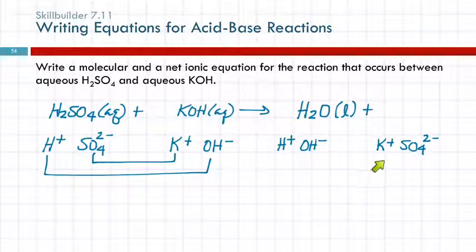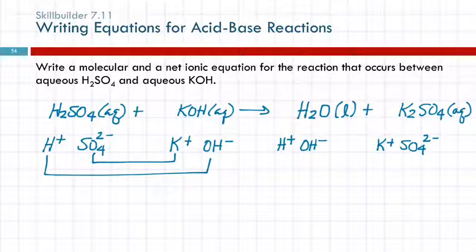And then I'm going to look at K plus and SO4 2 minus, and put those together to make K2SO4. And then I should really go check and make sure that that's not a solid. If you look at the rules, potassium is in that first row that's soluble with no exceptions, so this is aqueous. Then I need to balance the equation.